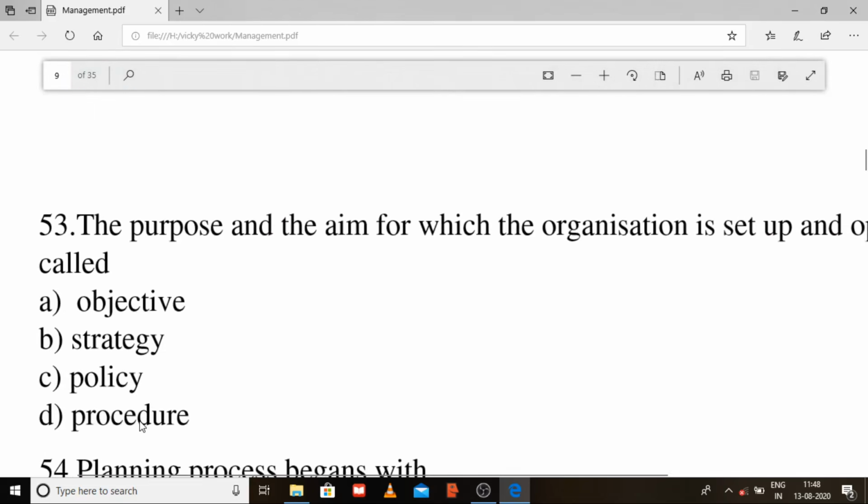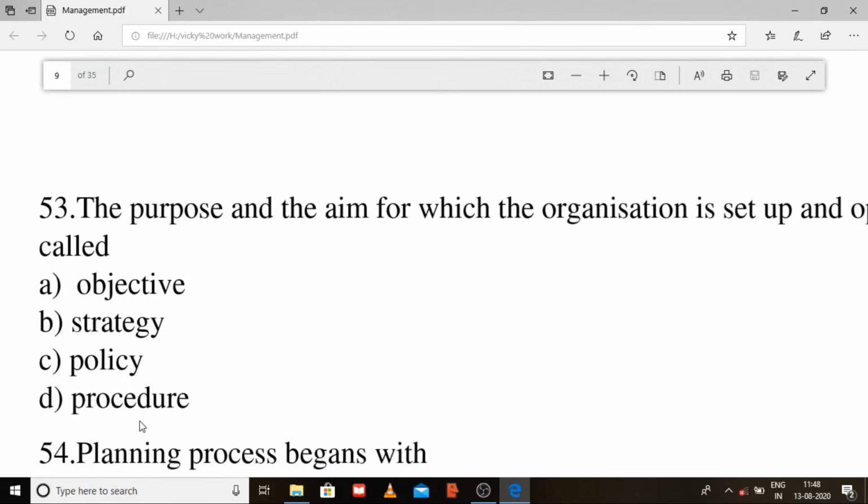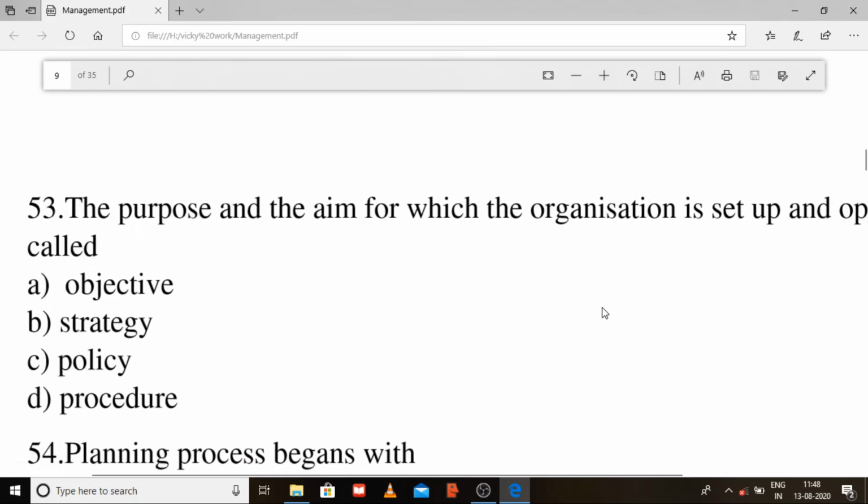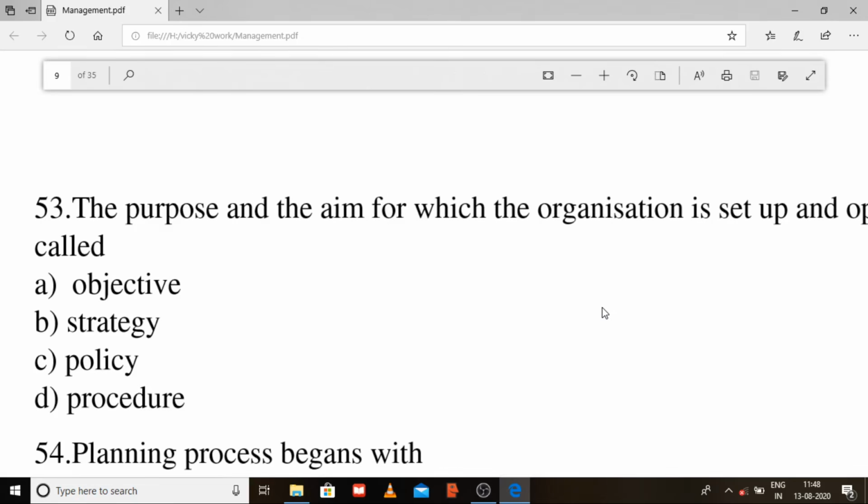Question number 53. The purpose and the aim for which the organization is set up and operates is called objective. Answer is objective.